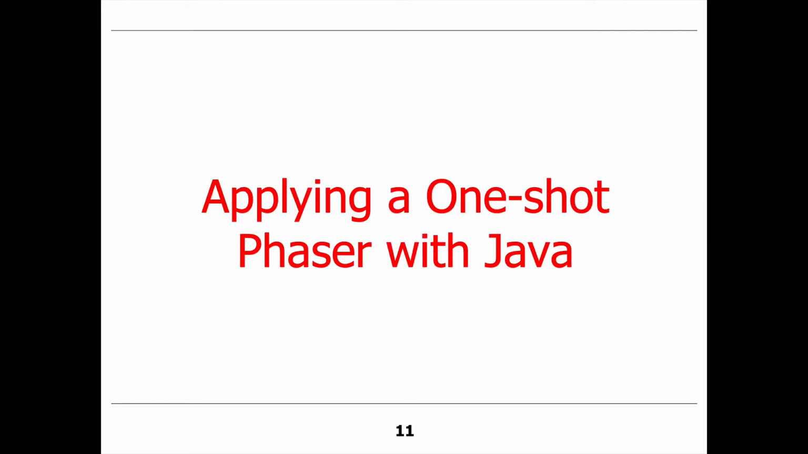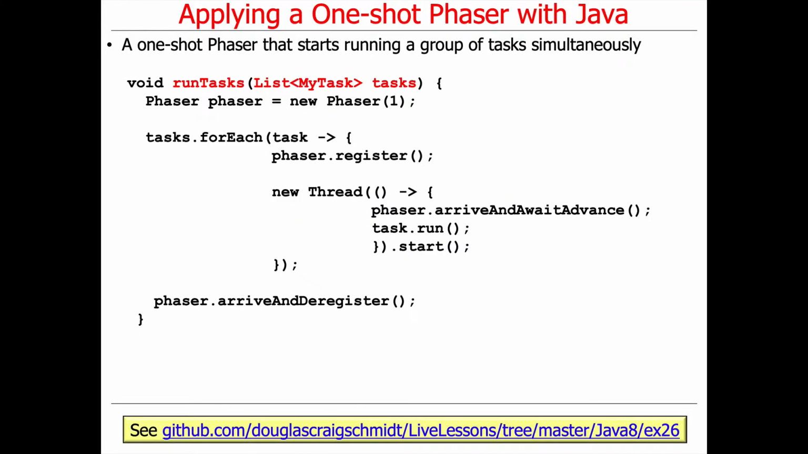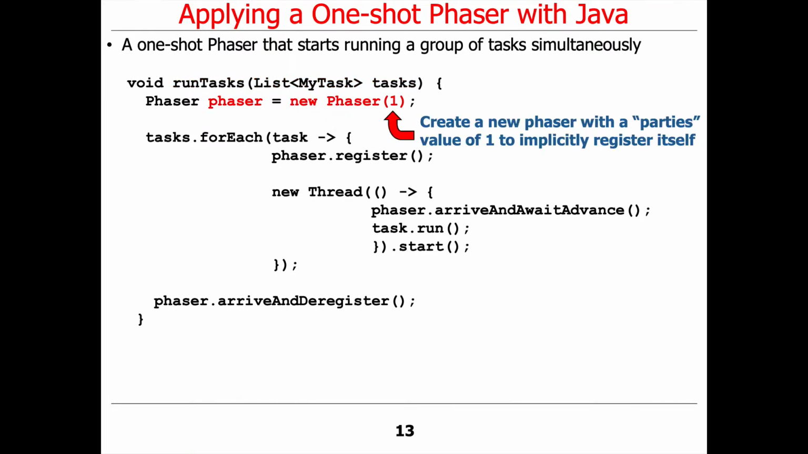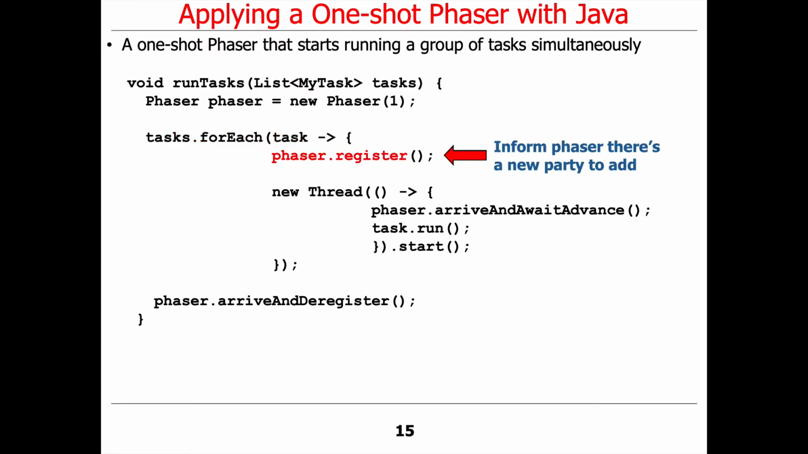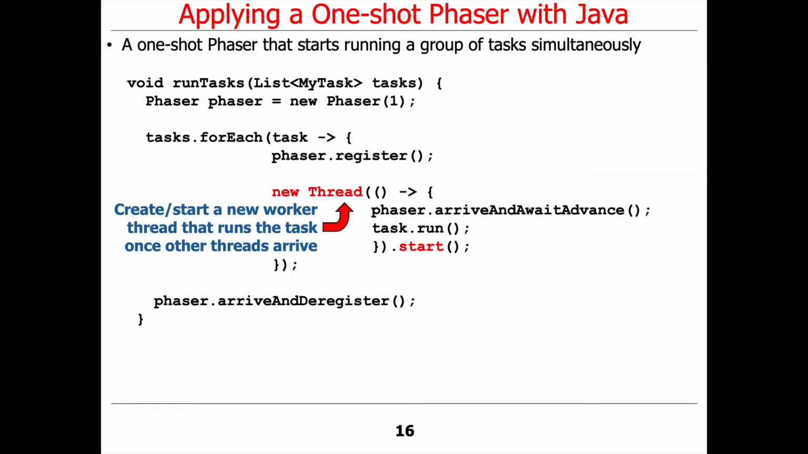Let's start by taking a look at the OneShot phaser with Java. This OneShot phaser starts running a group of tasks simultaneously. In other words, they all start to run at the same time. The first thing we do is create a new phaser object with its parties parameter set to 1, thereby implicitly registering itself with the phaser. We then iterate through the list of tasks that were passed in as the parameter to the runTasks method. And for each task, we inform the phaser there's a new party to add. So for every task, the parties count will go up by 1.